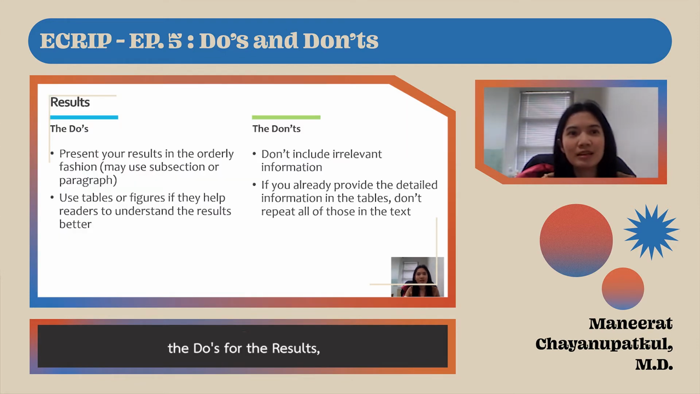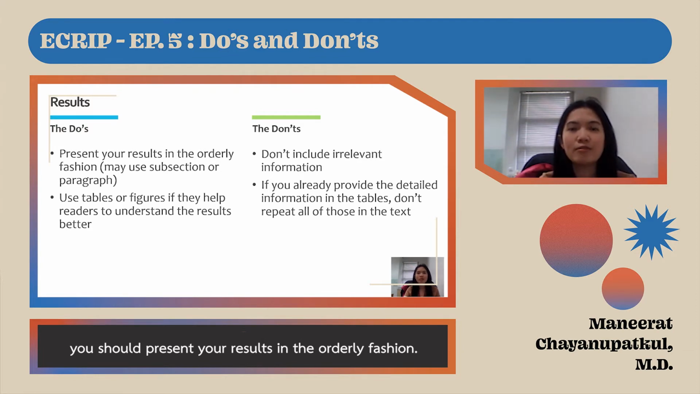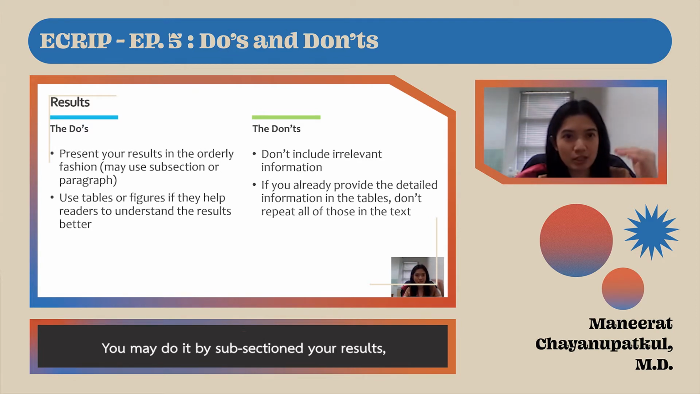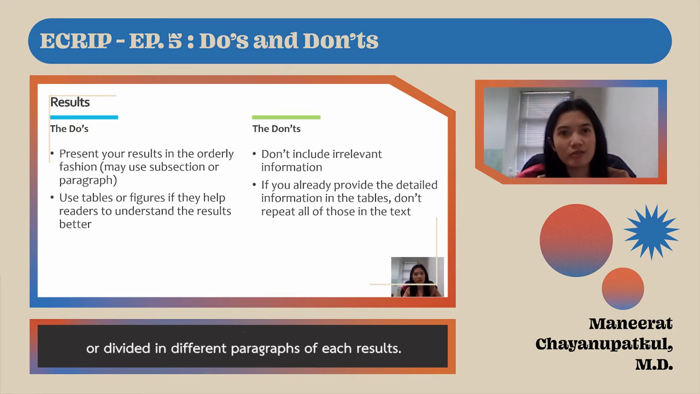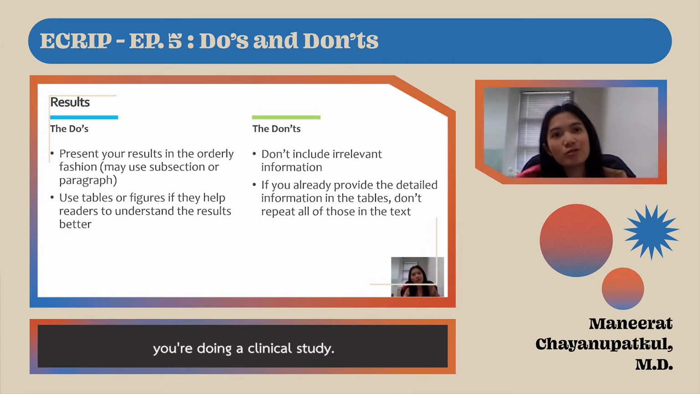For the results, the do is that you should present your results in an orderly fashion. You may subsection your results or divide them into different paragraphs, one for each result. For example, if you're doing a clinical study, you start with the epidemiology of the study, you follow with, for example, the blood tests before you give the medication, after you use the medication, and maybe the long-term outcome afterward. So put it in different sections so that the results are easy to follow.